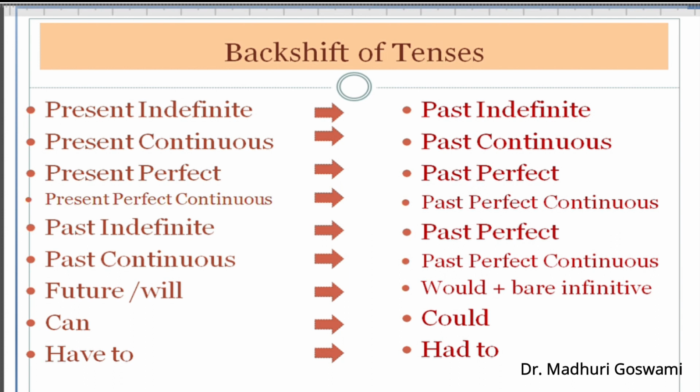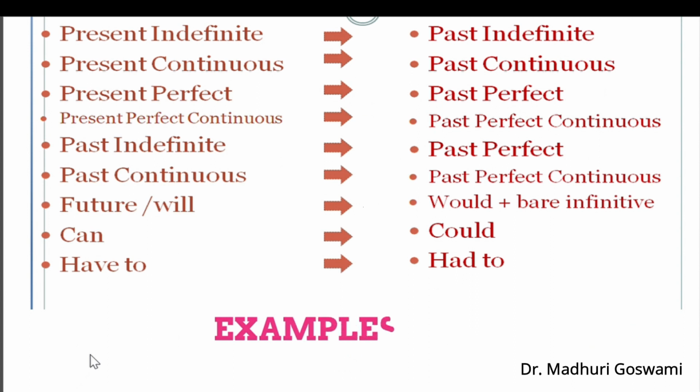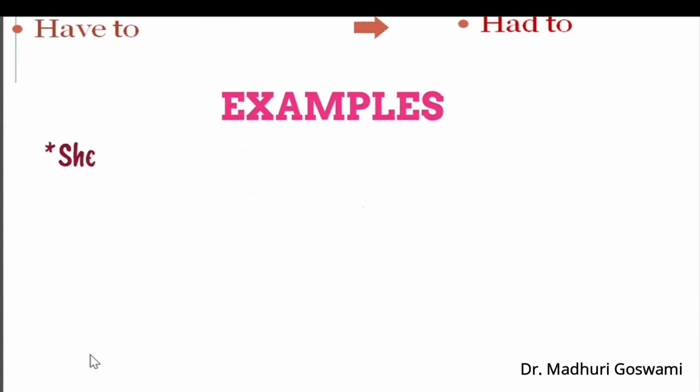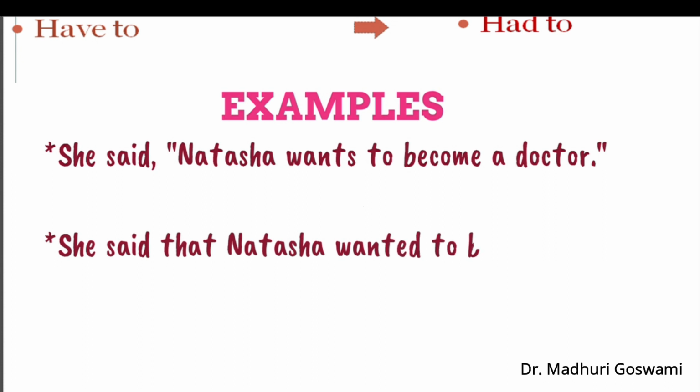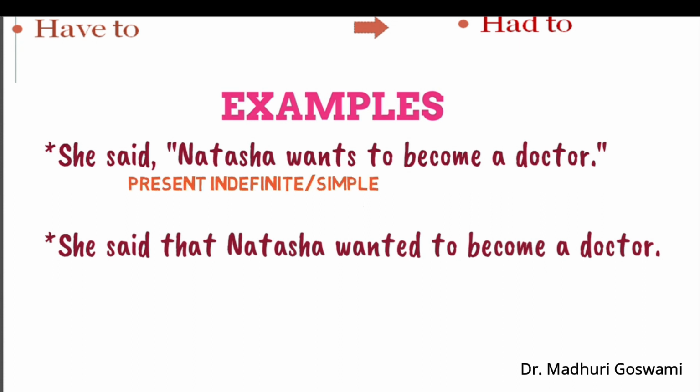Now let's understand the rule of this backshifting of tenses through these examples. She said, "Natasha wants to become a doctor." The indirect speech of this sentence is, she said that Natasha wanted to become a doctor. So the present simple or present indefinite tense is changed into the past indefinite or past simple.